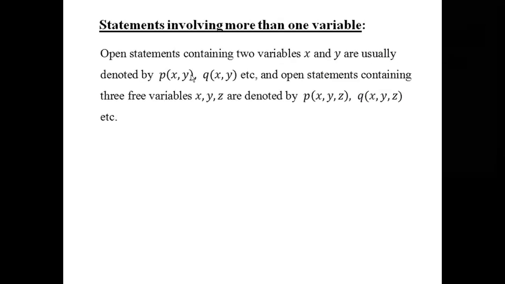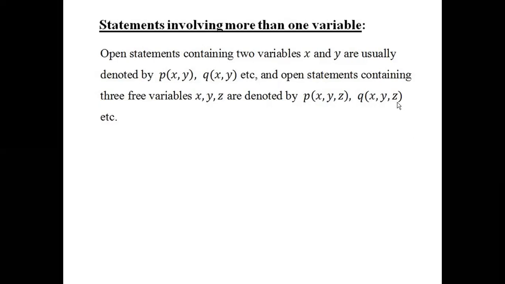Statements involving more than one variable. The open statements containing two variables x and y are usually denoted by p of x comma y, q of x comma y, etc. And in the same manner, open statements containing three free variables x, y, z are usually denoted by p of x comma y comma z and q of x comma y comma z, etc.